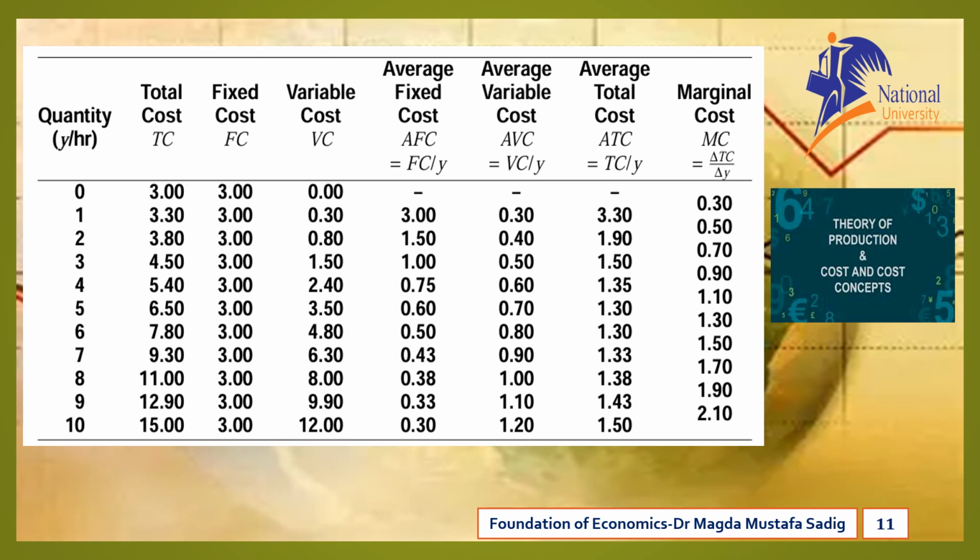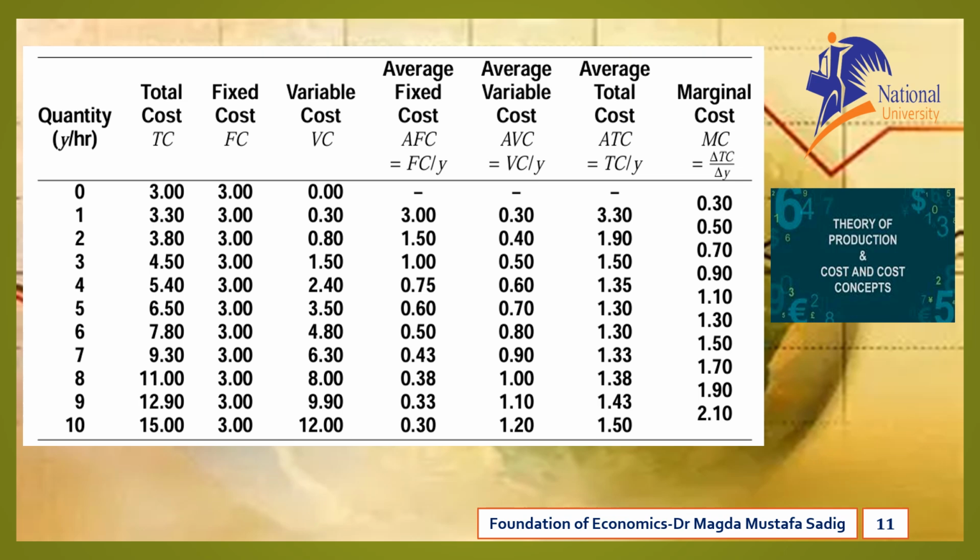Let us break down the provided cost data table step by step to explain the concepts of total cost, fixed cost, variable cost, average fixed cost, average variable cost, average total cost, and marginal cost. This explanation is tailored for students who are non-economists. The table shows costs associated with different levels of output, and the quantity is per hour for a hypothetical firm.